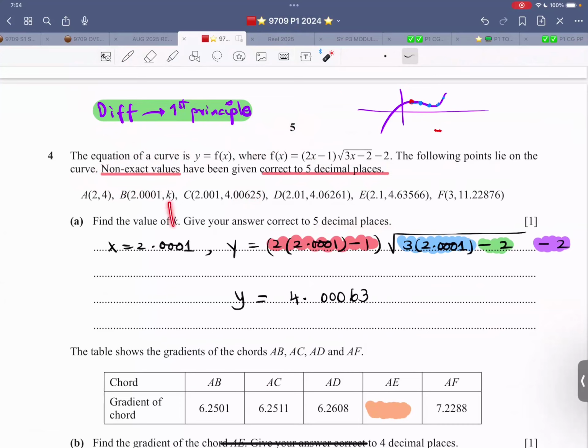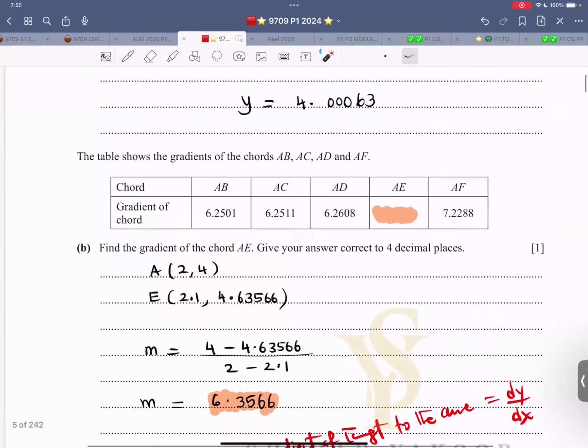So where is k? K is right over here. That is the y coordinate of B. So the x coordinate is this. Just plug it in, evaluate, use a calculator, give the answer correct to 5 decimal places. This is basic arithmetic, basic numbers, nothing to do with differentiation as such.